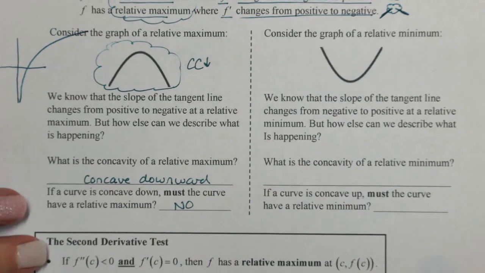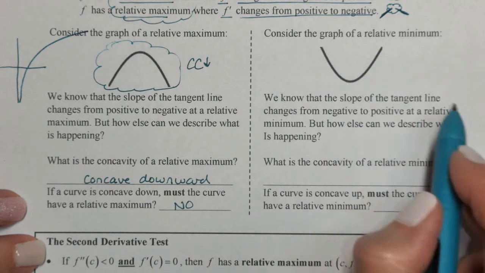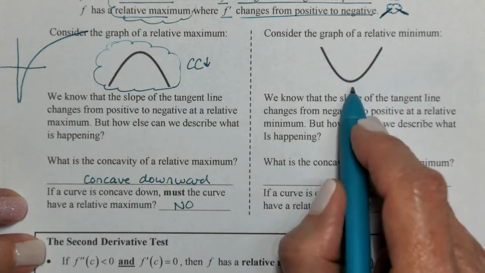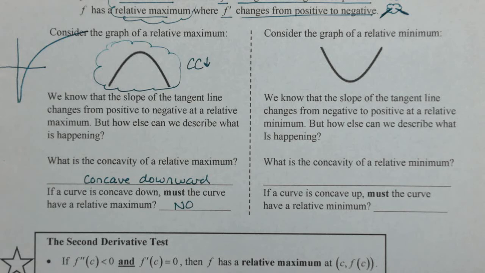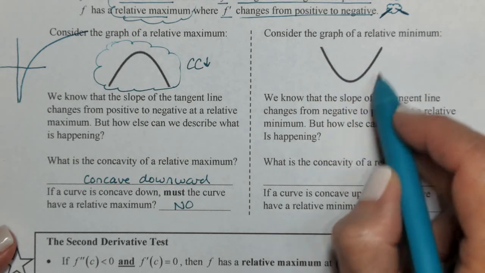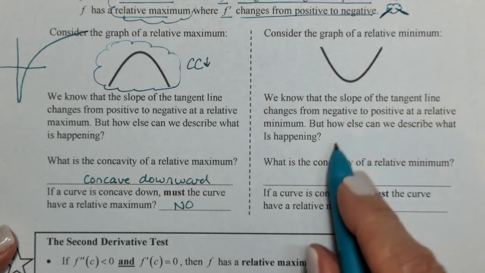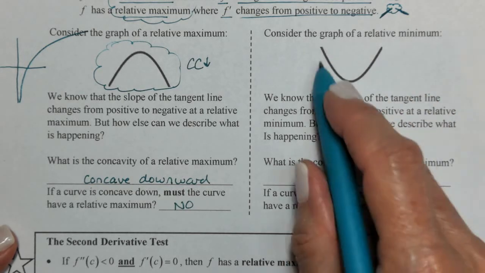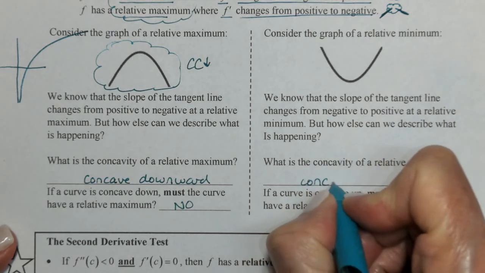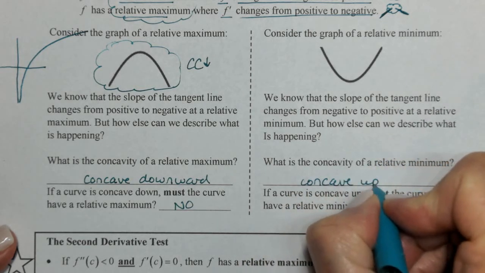Okay, consider the graph of a relative minimum. We know that the slope of the tangent line changes from negative to positive at a relative minimum, but what about the concavity? Well, in a relative minimum, we do have concave up. It's a concave up section, so concave upward.